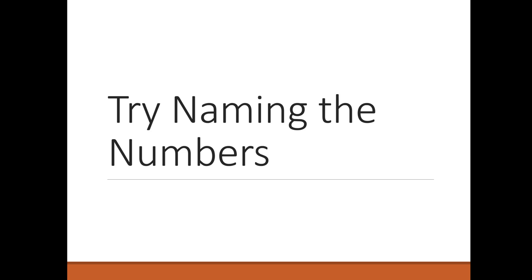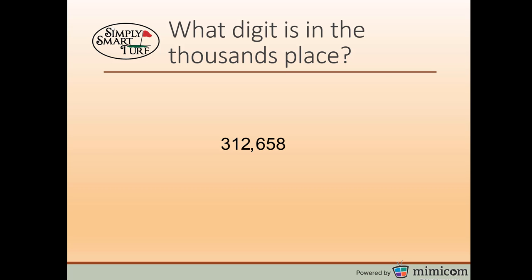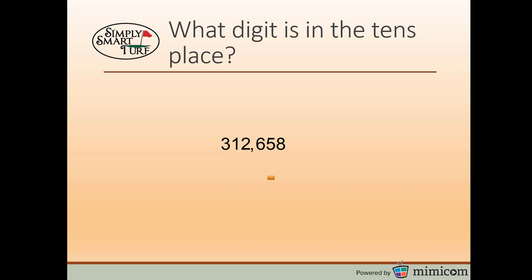Let's try naming the numbers that we see. We want to find out what digit is in the thousands place. And in this number, it's the number 2. So what digit is in the tens place in this number? It's the number 5. And what digit is in the 10,000s place? It's the number 1.